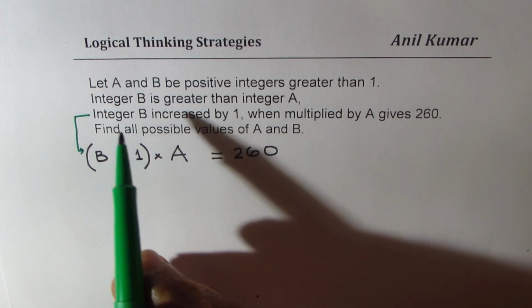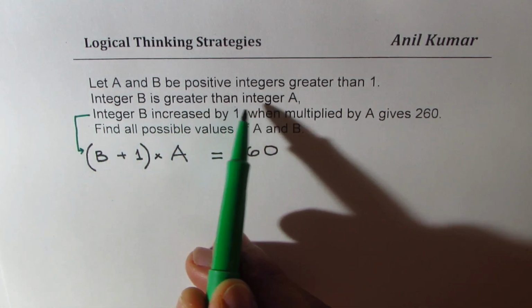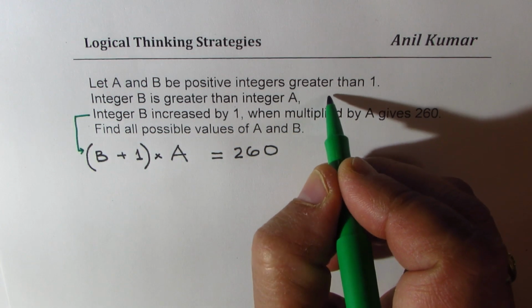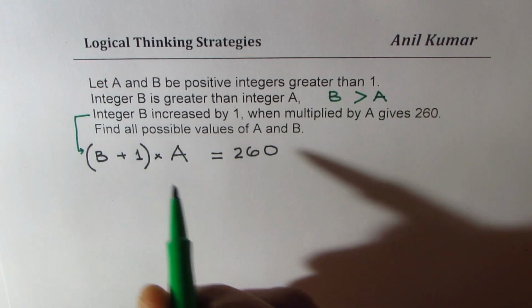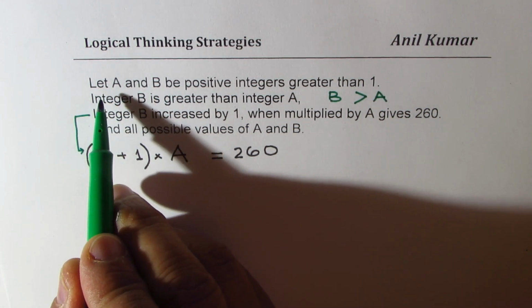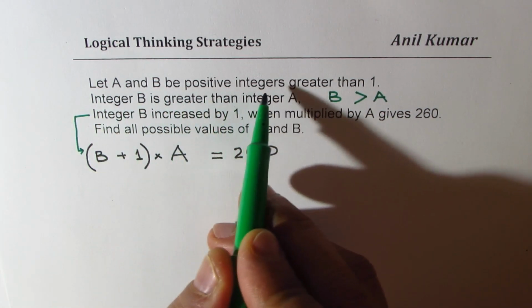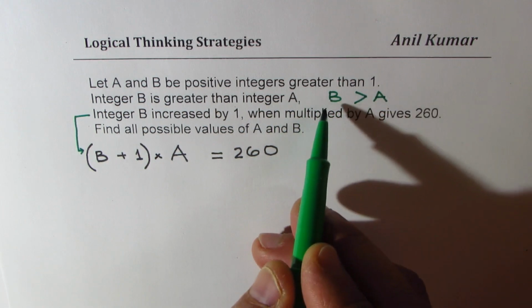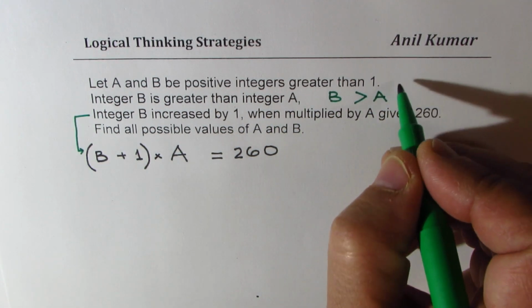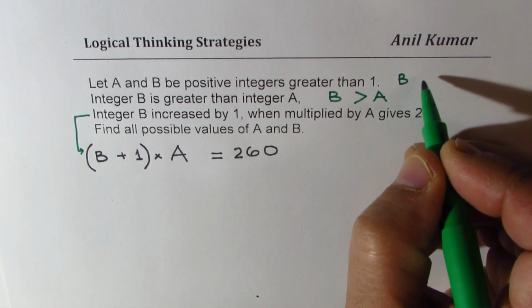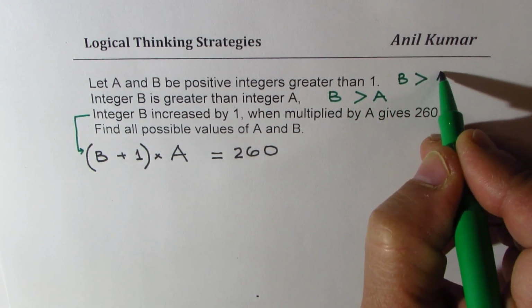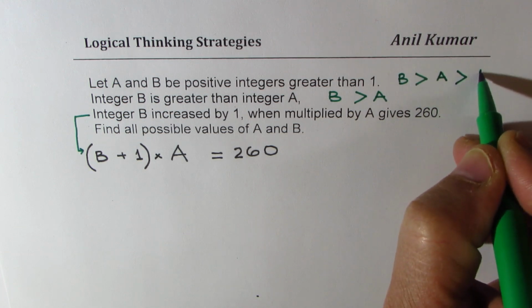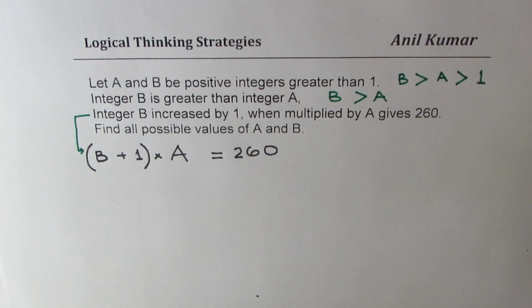Now we also know that integer b is greater than integer a. So let me write down here that b is greater than a. The first statement is, let a and b be positive integers greater than 1. So both are greater than 1. So we're not talking about 0 or negative integers, right? So b is greater than a and both are greater than 1, right? So that is the scenario.